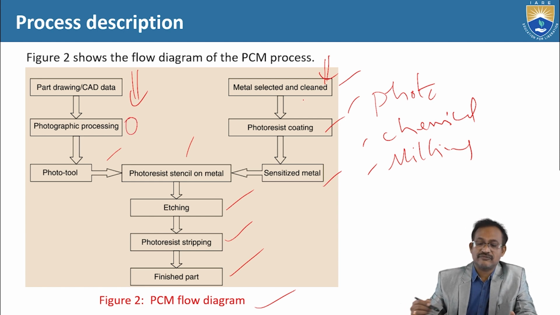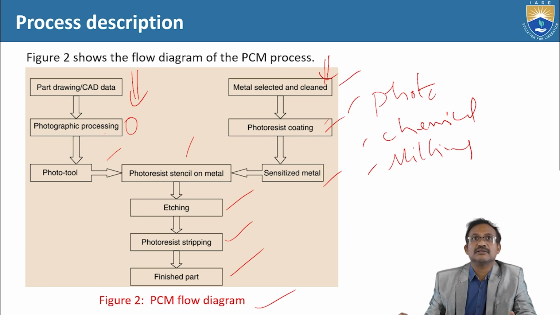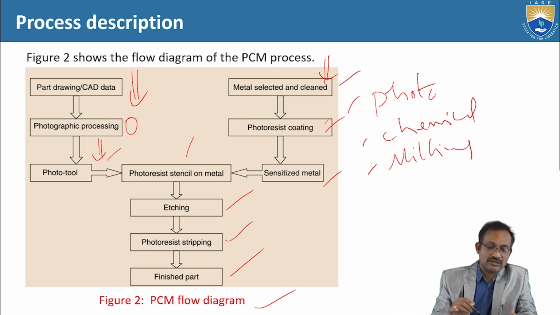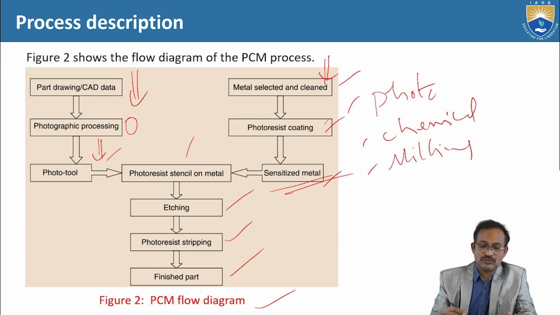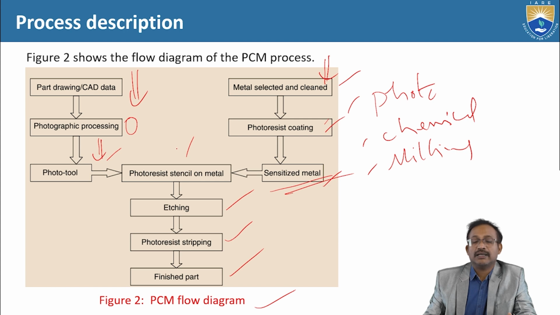So here, after cleaning of the metal, photoresist coating is to be applied. Photographic processing will in turn develop the photo tool. That photo tool is nothing but a template. Here photoresist coating will be done in this stage. After that, sensitized metal will be the output. So these two will lap one another, and a photoresist stencil on the metal will be generated.